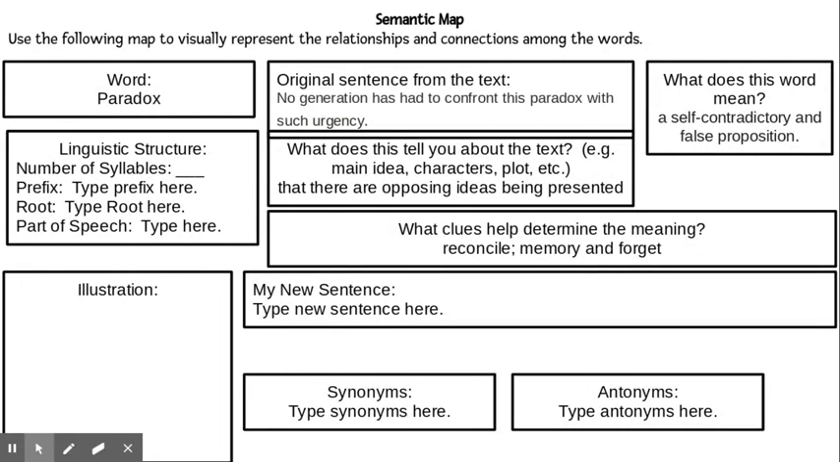How many syllables are in paradox? What about the prefixes and roots and parts of speech? Well, there are 3 syllables in paradox. Paradox does have a prefix, which is para, and that would mean the root is dox, and it's a noun.